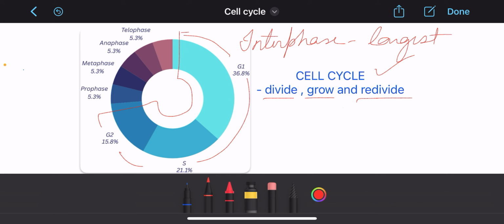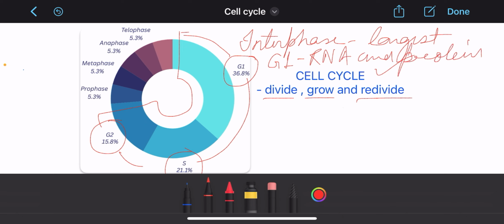Now the interphase is divided into three parts, that is the G1 phase, S phase and G2 phase. Now the G1 phase is the first growth phase, in which the synthesis of RNA and proteins takes place, and there is active metabolism going on, due to which cytoplasmic content increases.